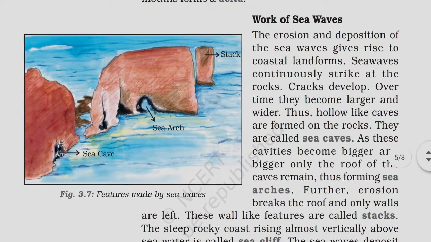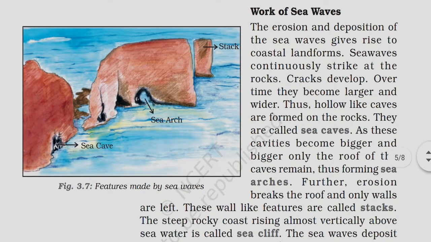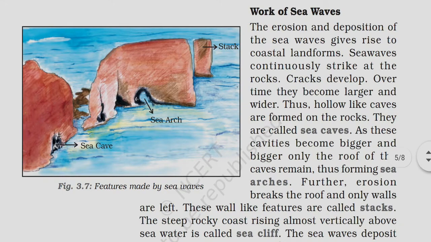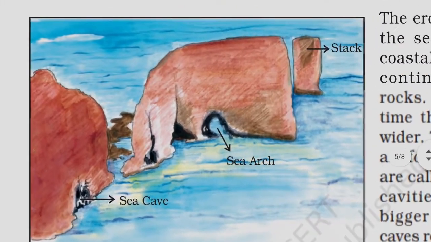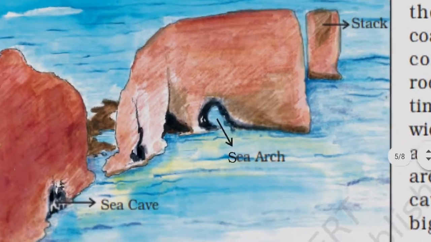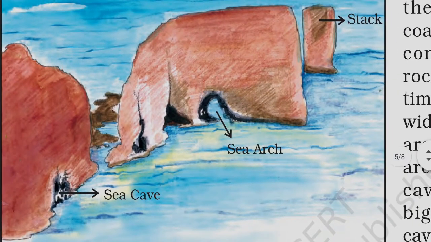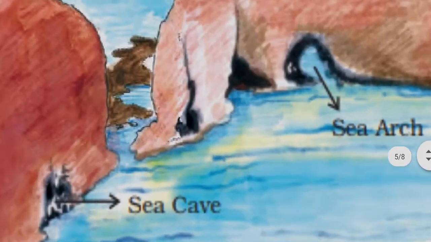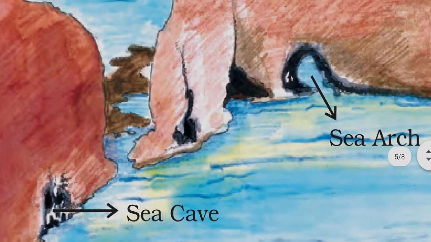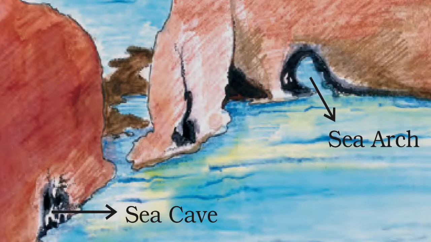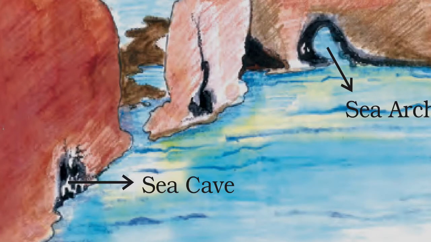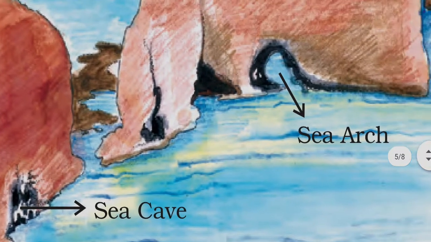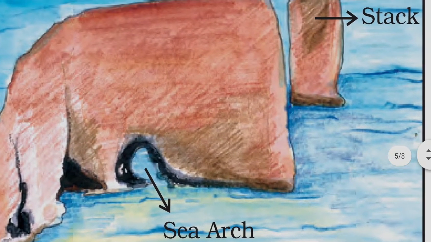The sea waves continuously strike at the rock, and as a result cracks develop. On the left side we can find exactly this picture: when the sea waves hit these rocks, small cracks develop, and these cracks develop further into sea caves, as we can find here. First the crack develops, and second, as more water enters through these cracks, it develops into a sea cave, and when water again enters the sea cave and more erosion occurs, the area becomes more hollow and it is known as a sea arch.